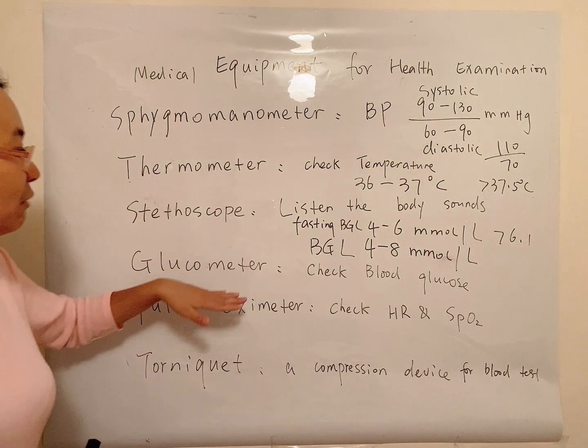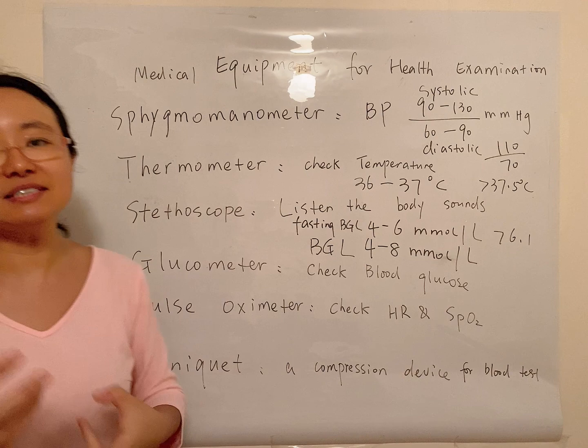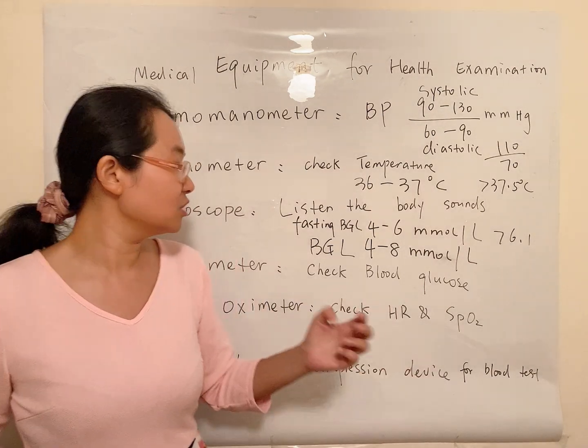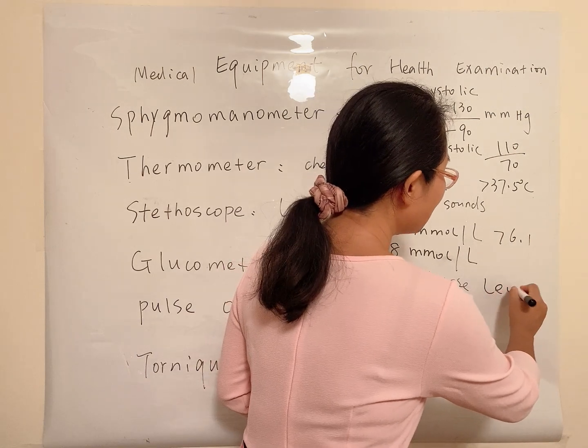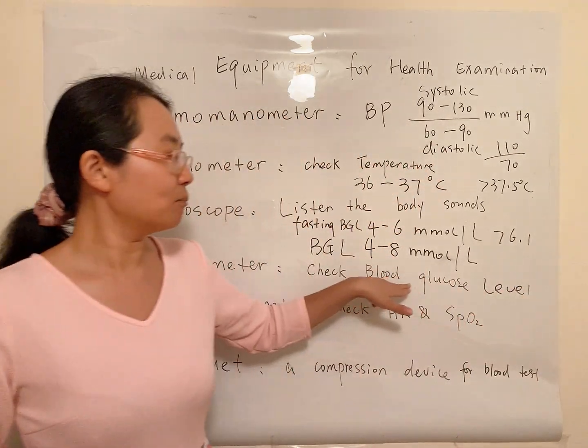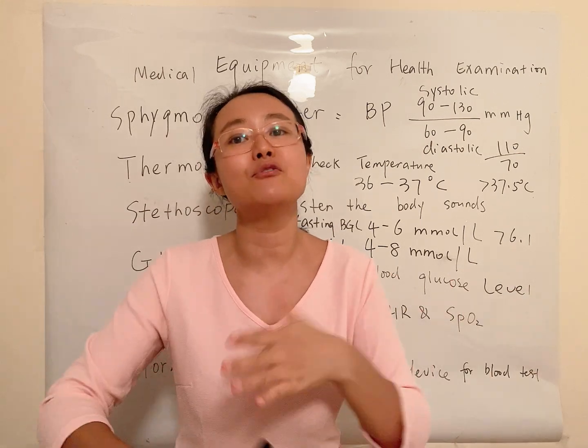Now, the next one I want to introduce is a glucometer. Glucometer is the equipment commonly used to check a person's blood glucose level. Blood glucose level. Now, blood glucose is the sugar inside your blood.